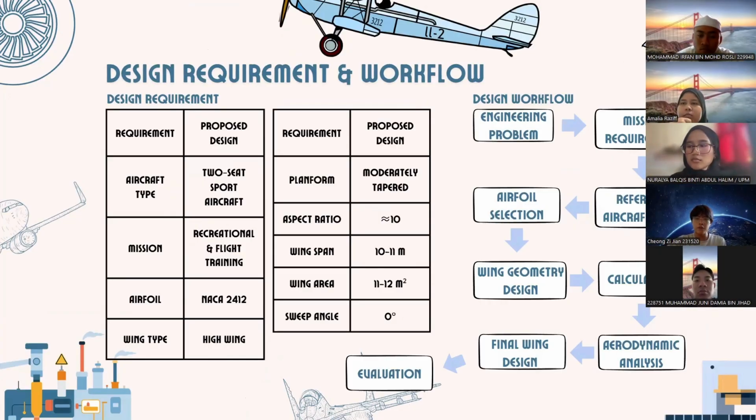On the right is the engineering workflow that guided our entire project. We started by defining the engineering problem and mission requirements, followed by studying the reference aircraft, selecting the airfoil and wing geometry, performing engineering calculations and aerodynamic analysis, and finally evaluating the complete wing design. I will now hand over to my teammates to explain the lift generation analysis and thin airfoil theory in more detail.